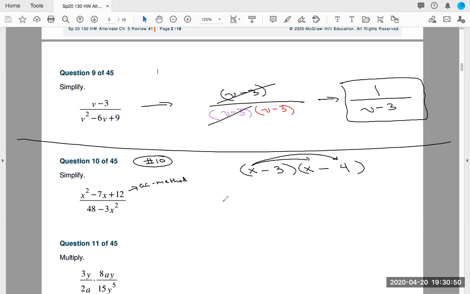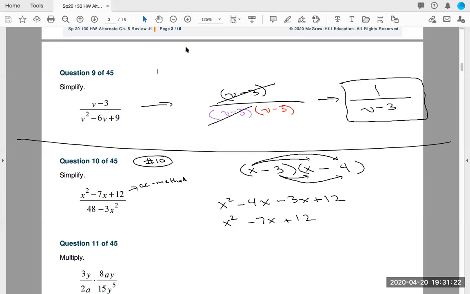Okay, that will give me x squared minus 4x, and then negative 3x plus 12. Like terms. So yeah, that got me what I wanted. If you didn't like that method, still just use AC. It works every time.